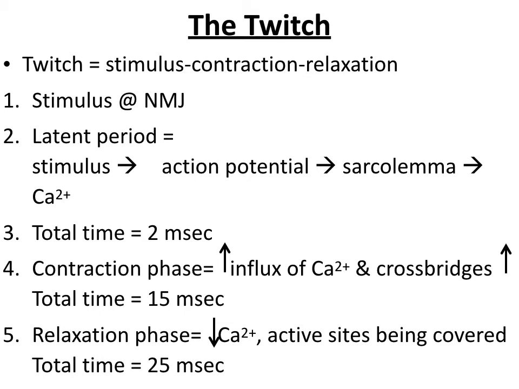So what I wanted you to get from the steps of the twitch are those 3-4 steps. You got the stimulus, you got the latent period, the contraction phase, and the relaxation phase. So those 22 steps that we talked about can be summarized into these few terms. You got the latent, the contraction, the relaxation, and the stimulus at the beginning. So this is just another way to look at the contraction cycle from a single muscle cell.